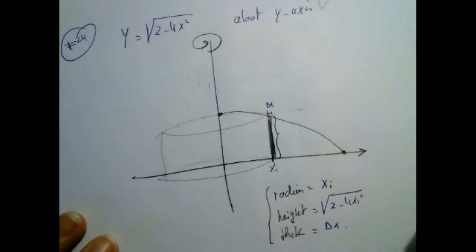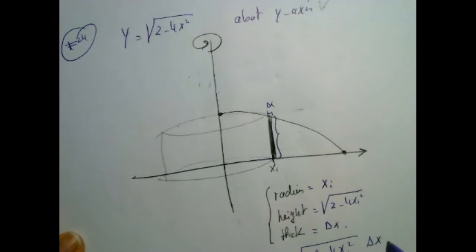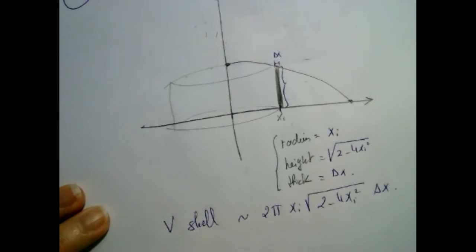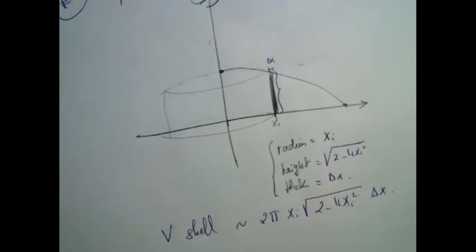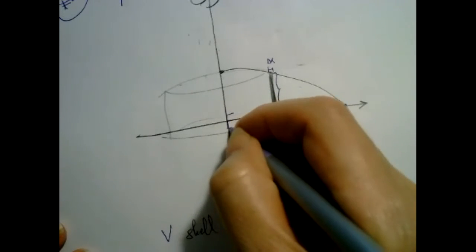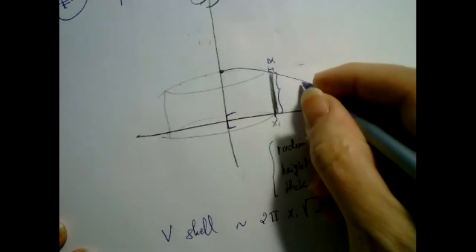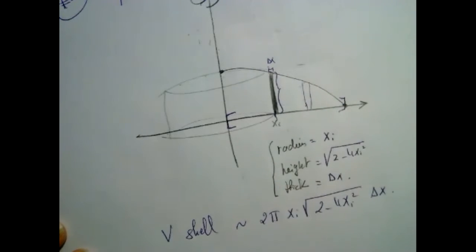Okay. Now, volume of a shell is 2 pi xi square root of this delta x. Now I'm not putting the integral yet. All right. I need the limit. So which interval do I need to divide? From here all the way to here. So that's the one I'm going to cover with rectangles.